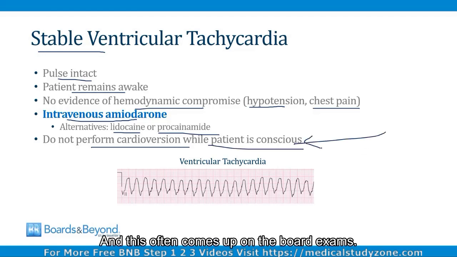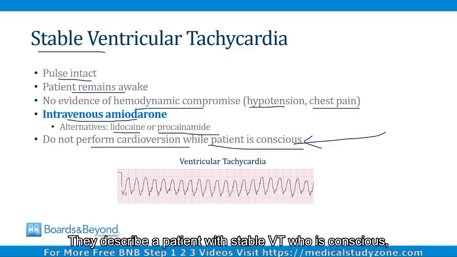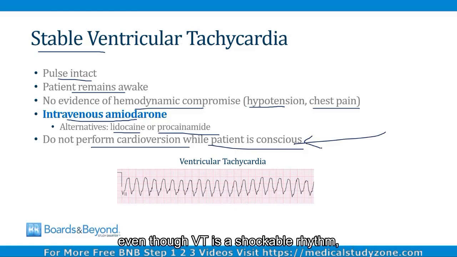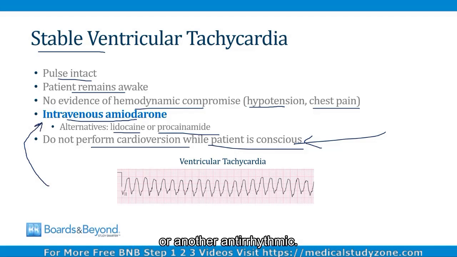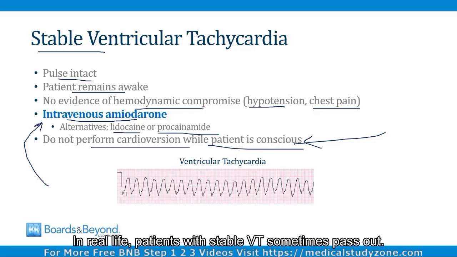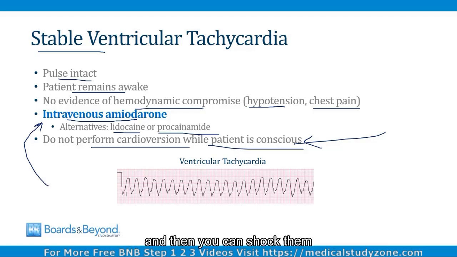And this often comes up on the board exams. They describe a patient with stable VT who is conscious. Even though VT is a shockable rhythm, you never shock patients when they're conscious because it is extremely painful. The correct answer for treatment of stable VT is to administer intravenous amiodarone or another antiarrhythmic. In real life, patients with stable VT sometimes pass out, so you can wait until they lose consciousness and then you can shock them, or you can administer anesthesia like propofol and then shock them, but the important thing is to never shock a patient who is conscious.